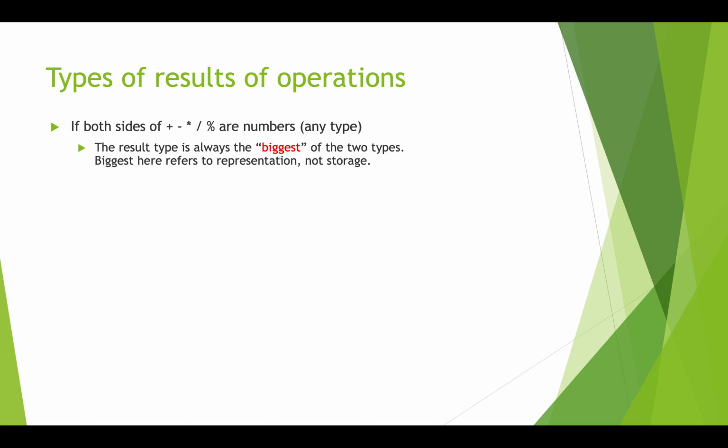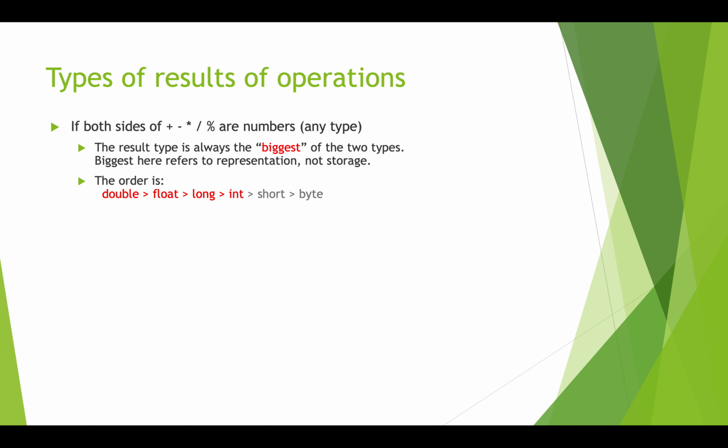And the way to think about this is that the result type is always going to be the biggest of the two types. And when we mean biggest, we're not talking here about the size of the number, but we're talking here to representation and not how much storage it takes up in memory. So biggest, the order is doubles are the biggest, floats are the next biggest, longs are the next biggest, and ints are the smallest of the ones that we're going to use in class.